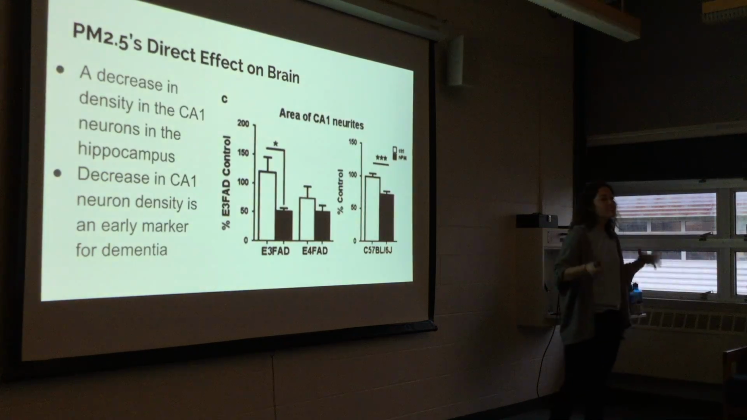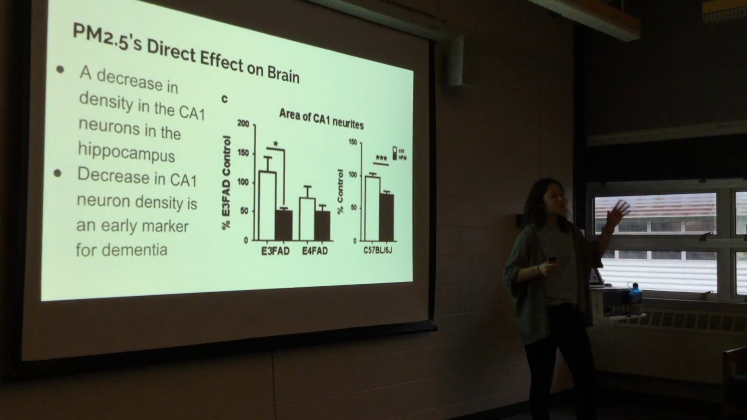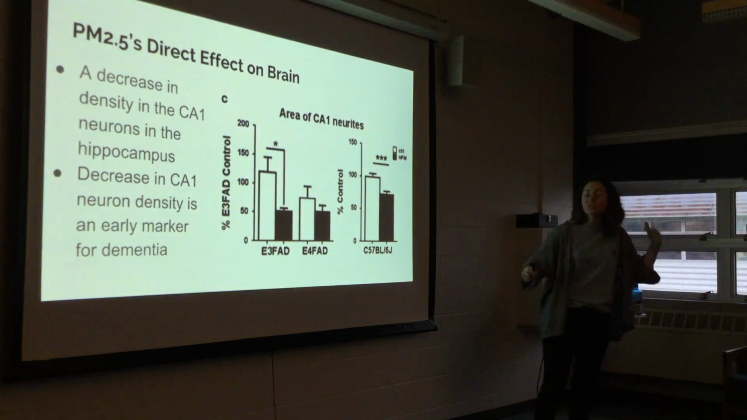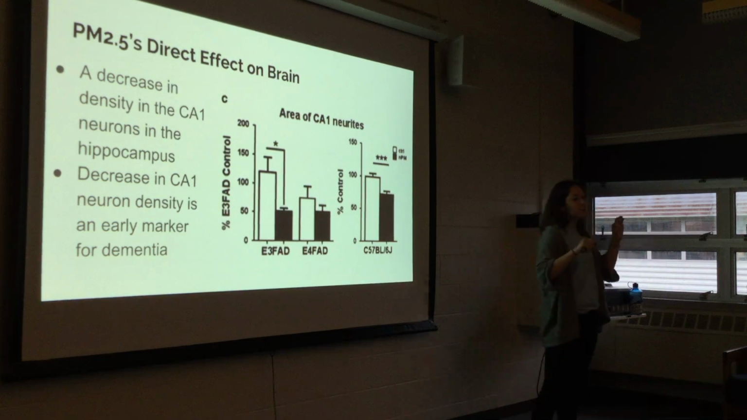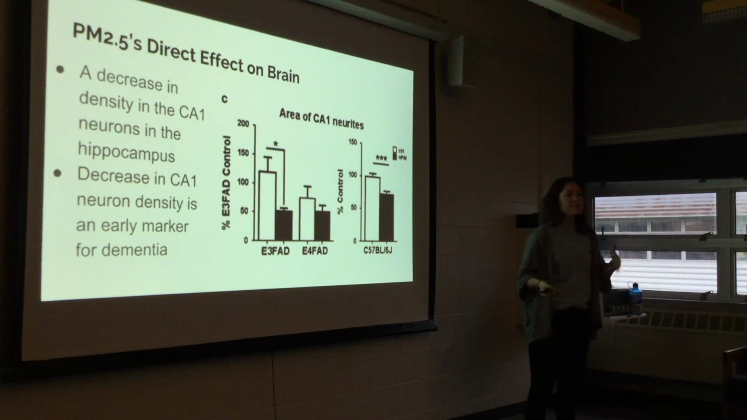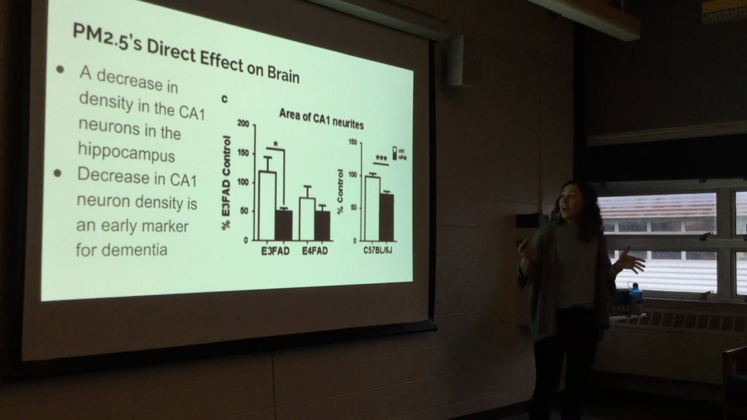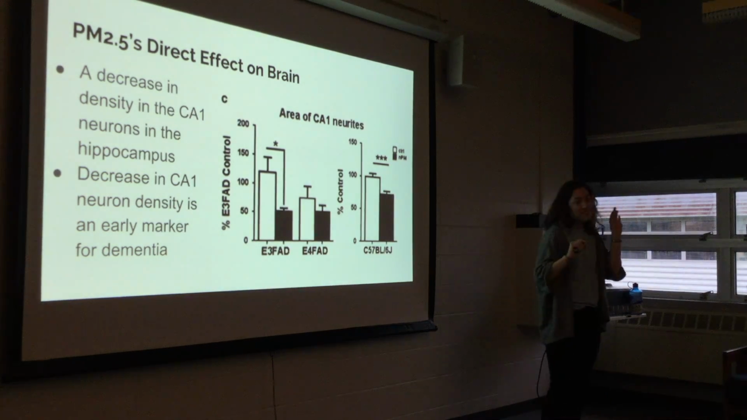And then, knowing that there is a connection between PM 2.5 and Alzheimer's disease, they decided to look further into the brain. What is going on exactly? So they looked at the CA1 region in the hippocampus. The hippocampus is responsible for memory and learning, and so they looked specifically at the CA1 region.